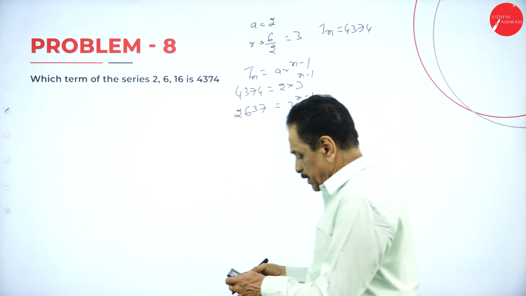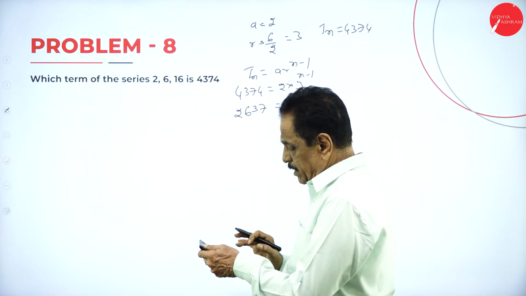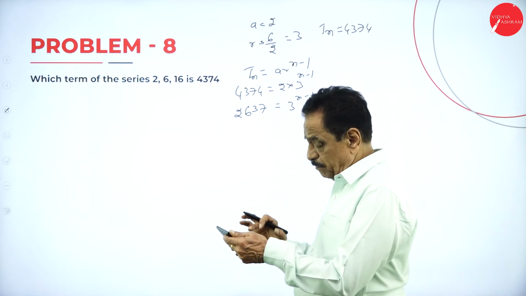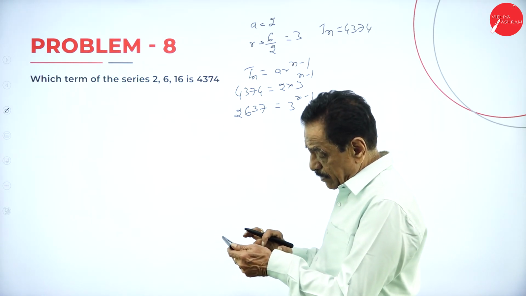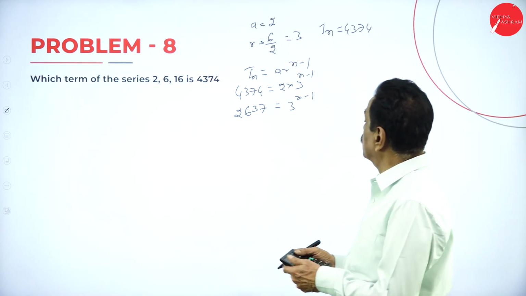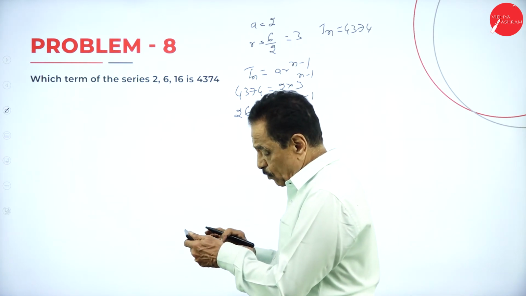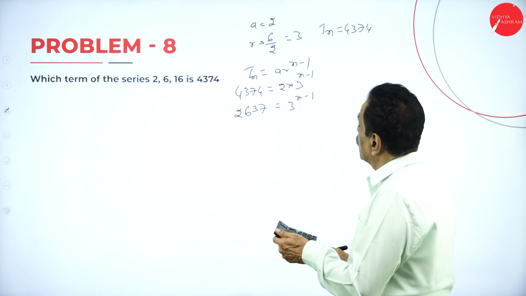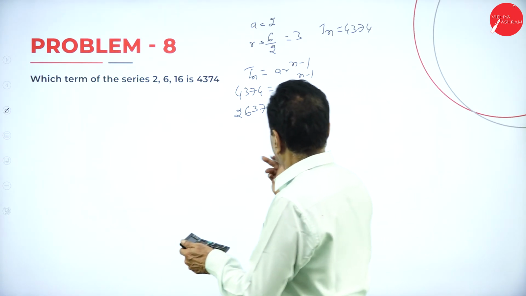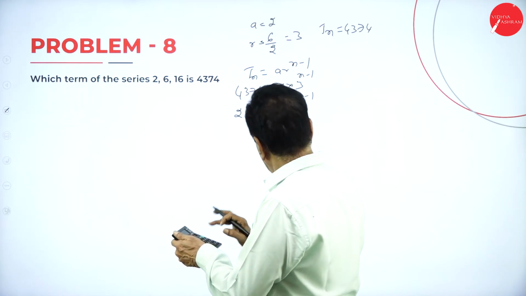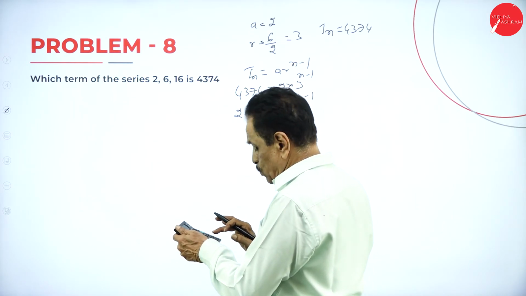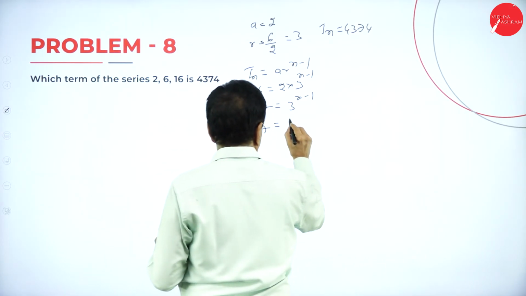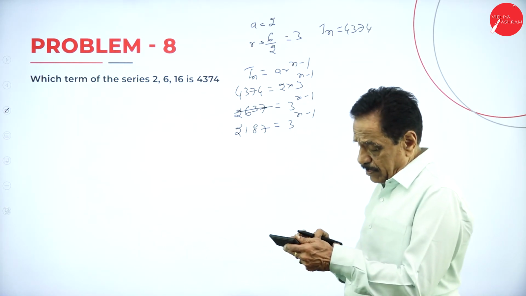See that, is it possible? 3 into 3 is 9, 1 time, 2 times, 3 times, 4 times, 5 times, 6 times, 7 times. 4374 divided by 2, 2187 is equal to 3 to the power of n minus 1.